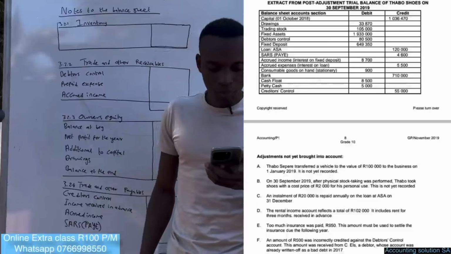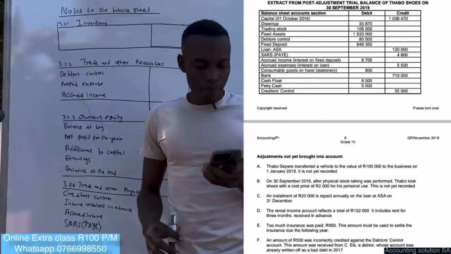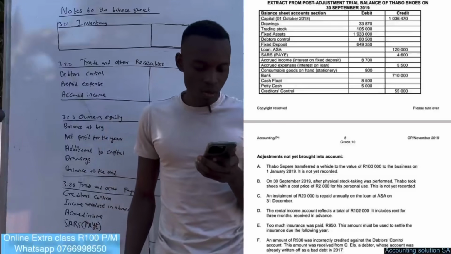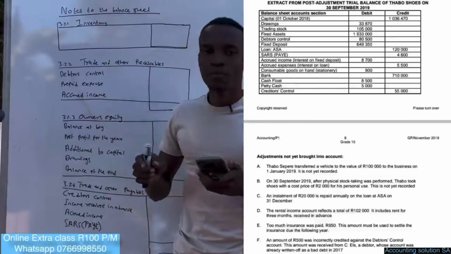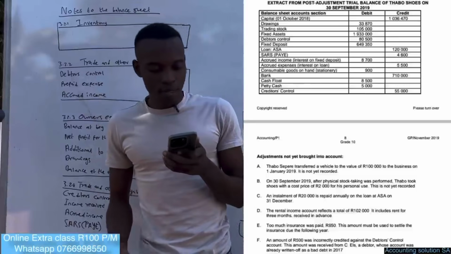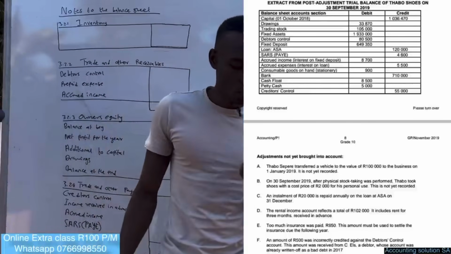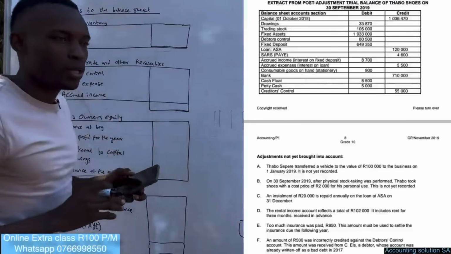Now let's start with our notes. They give us capital, drawings, trading stock, fixed assets, debtors control, which means that we have the balances before we even read the adjustments. If you look at our balance sheet, we have a trading stock amount of 105, which is going to fall under inventory. A trading stock is the same as inventory.